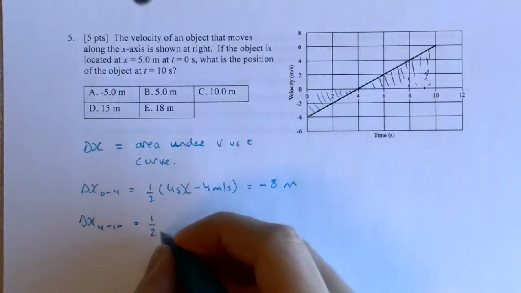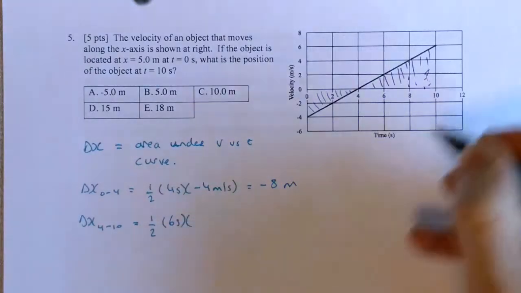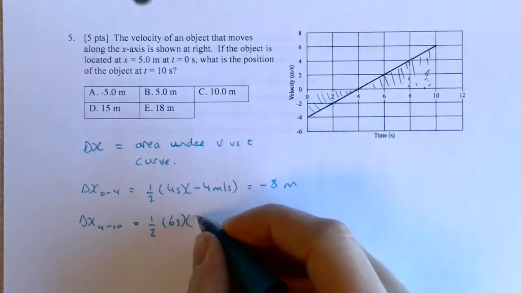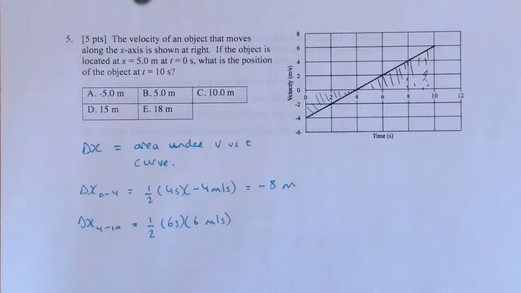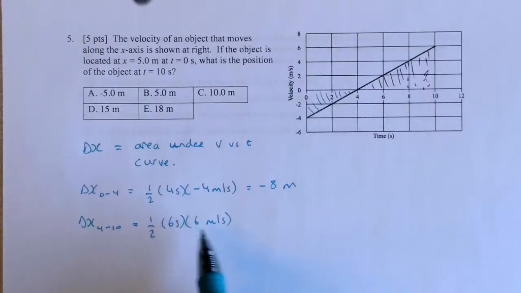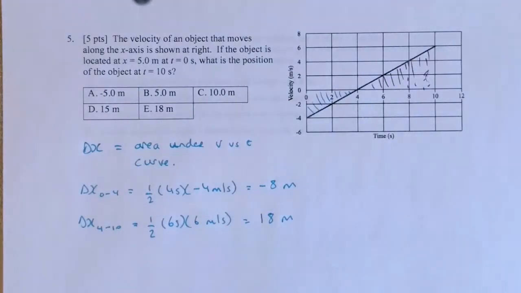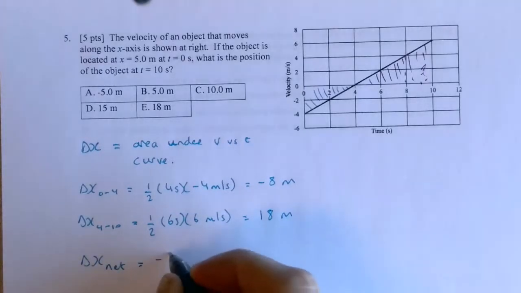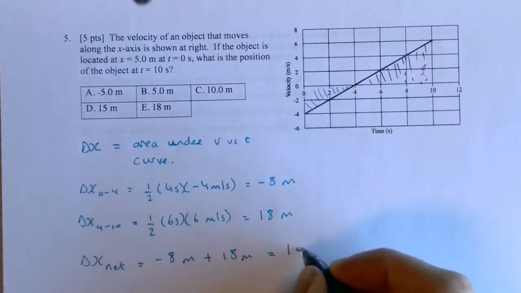So again, I'm doing half the base, and this time the base is 4 to 10 seconds, so that's a 6-second base, times the perpendicular height of the triangle, which is from 0 to 6 meters per second. So in this particular case, I have half of 6 times 6 is 36, so this is 18 meters. So the delta x net would be negative 8 meters plus 18 meters, which is 10 meters.